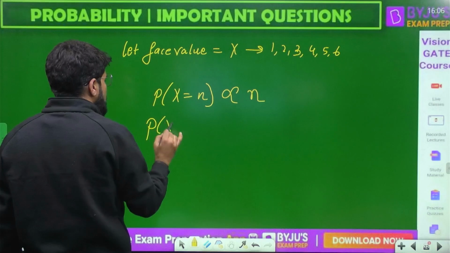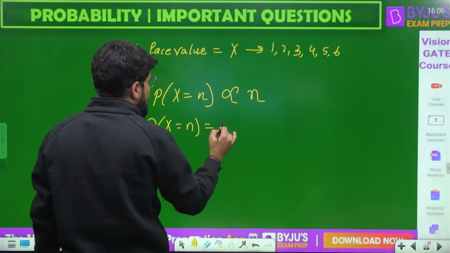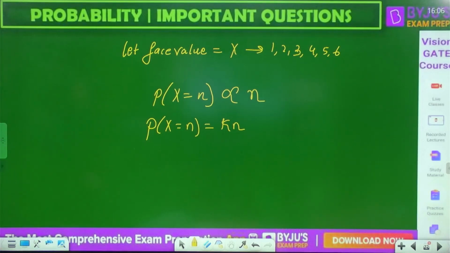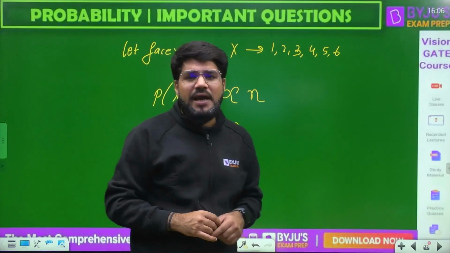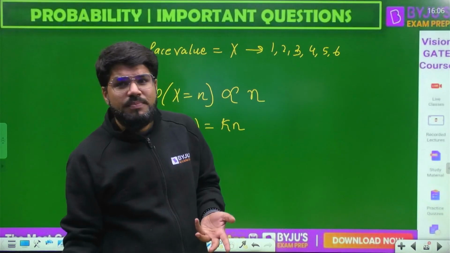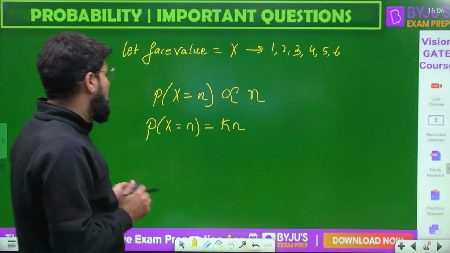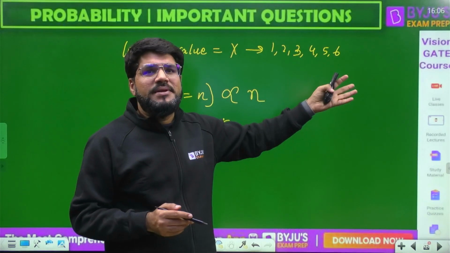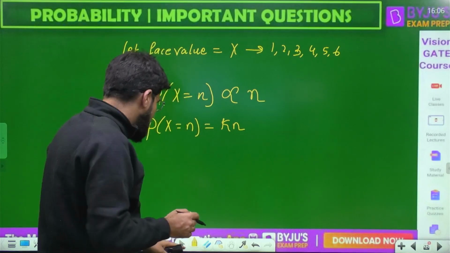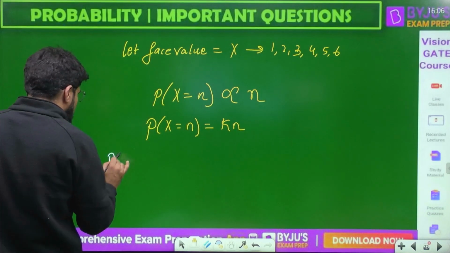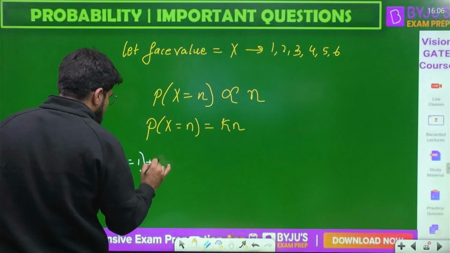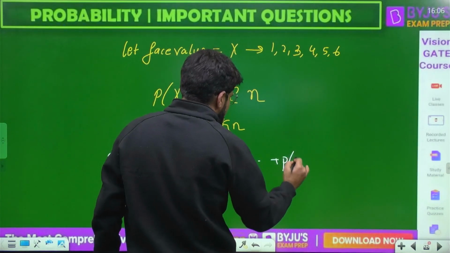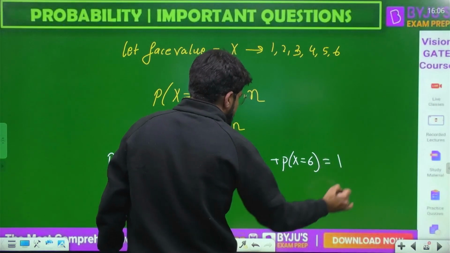Removing the proportionality sign, we introduce the constant of proportionality. Suppose the constant of proportionality is k. The probability that x takes the value n is equal to kn, but k is a constant introduced by myself, so I have to calculate its value. How? When you add up the probabilities of all the values, it becomes the sample space, and the probability of the sample space is 1. So I will use the simple point that probability of x equal to 1, plus probability of x equal to 2, and so on till the probability of x equal to 6, should be equal to 1.